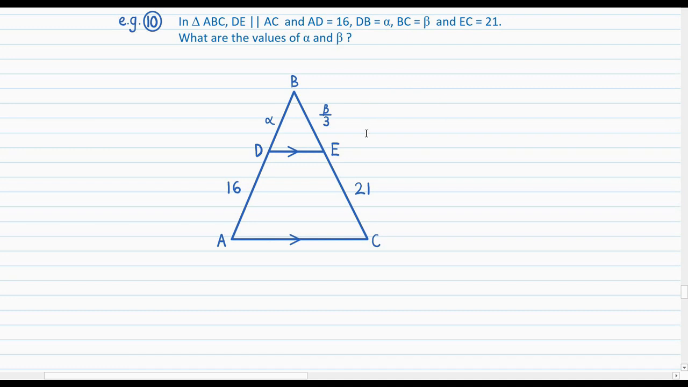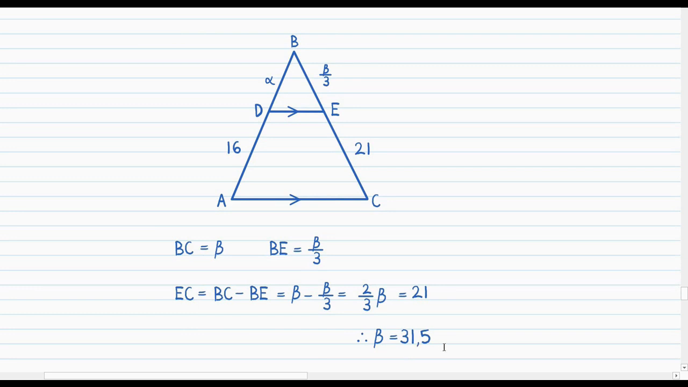We've been given quite some information related to beta, so I'll determine beta first. So what we know is that side BC is equal to beta and side BE is equal to beta over 3. Therefore, side EC, for which we actually have a value, would be equal to BC minus BE, or in other words, beta minus beta over 3, which would just be 2 over 3 beta, which is equal to 21. Then you just simply divide 21 by 2 over 3, and that gives beta as 31,5.